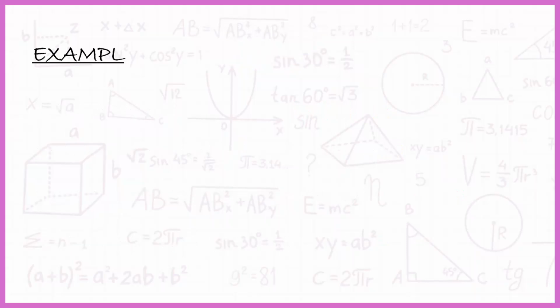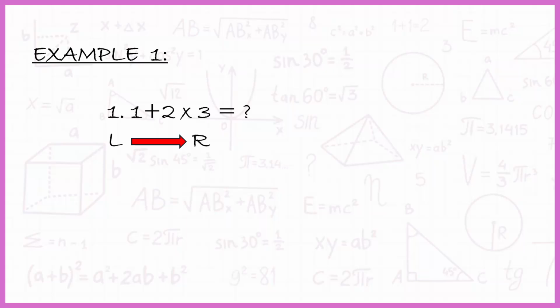So now let's have a look at example number 1. Let's look at the equation. The equation is 1 plus 2 times 3. And normally you would solve this from left to right. So you would do 1 plus 2 is 3 and then times it by 3. So you will get the answer of 9. But when using BODMAS, that would be incorrect.